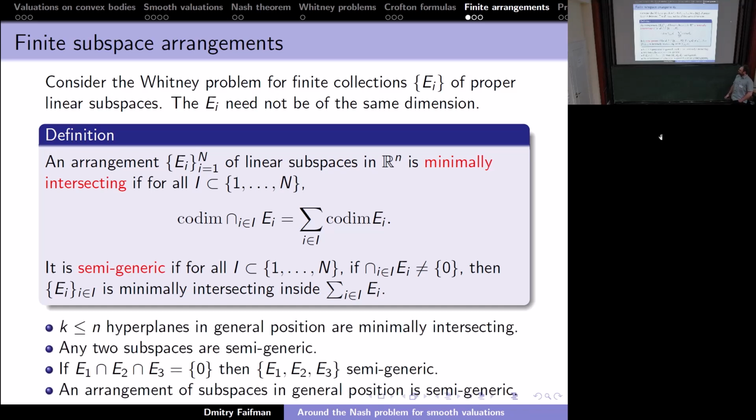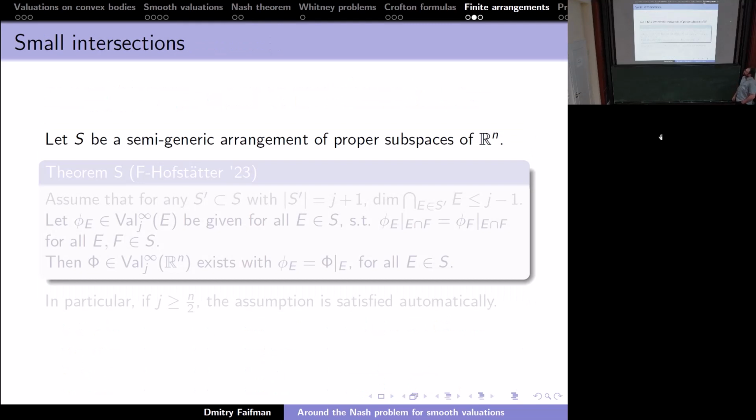So here are some examples. For instance, if you have up to n hyperplanes in general position, then they are minimally intersecting. Any two subspaces are semi-generic. A nice exercise in linear algebra. Also, three non-intersecting subspaces are semi-generic. And the last sentence here says that if you take subspaces in general position, they will be semi-generic. Okay, so some condition. And here are two theorems that we can prove.